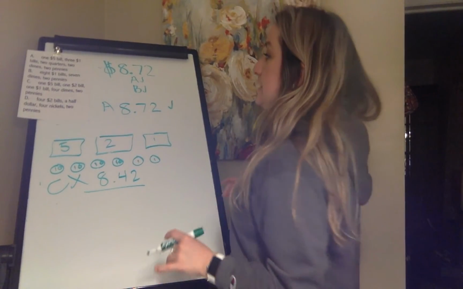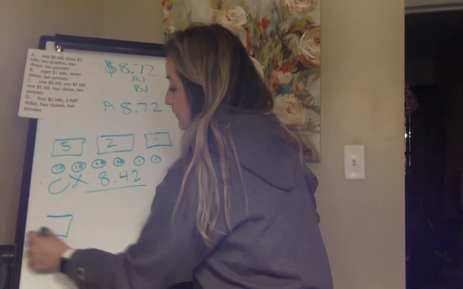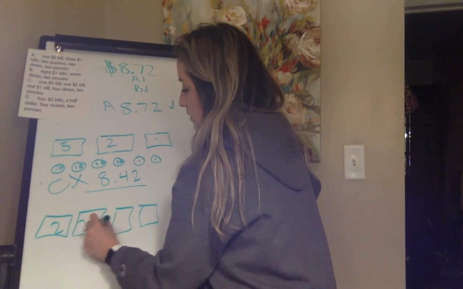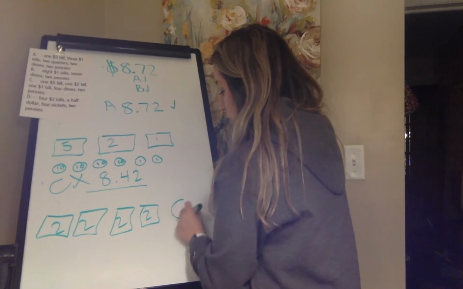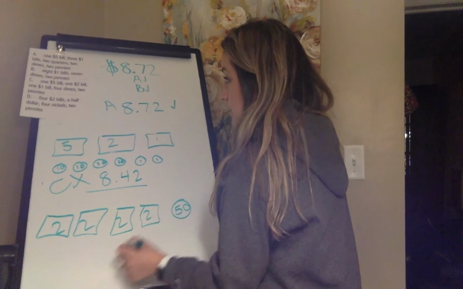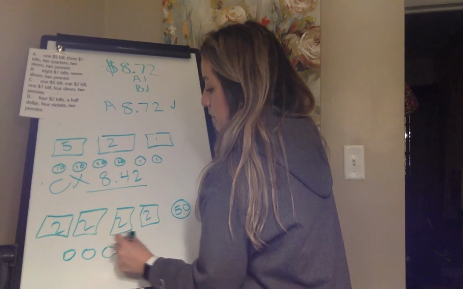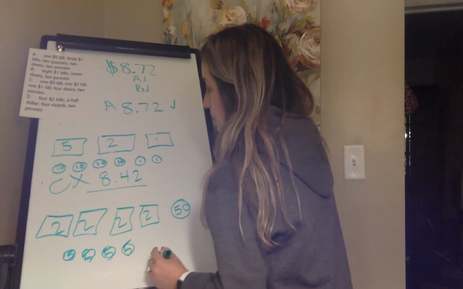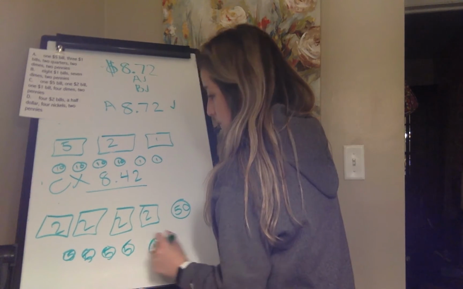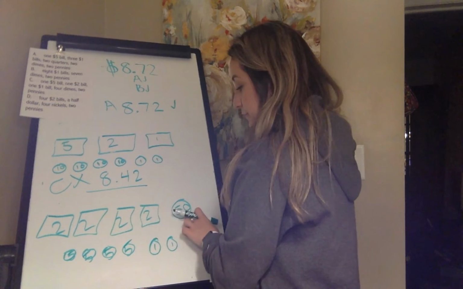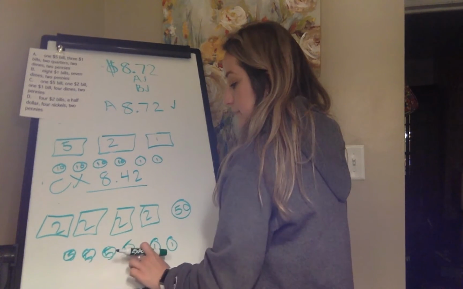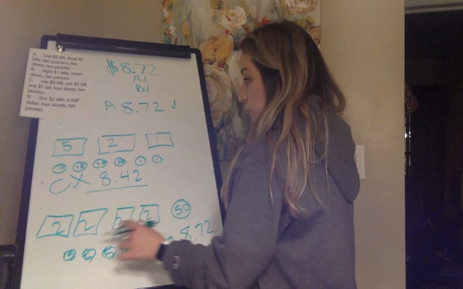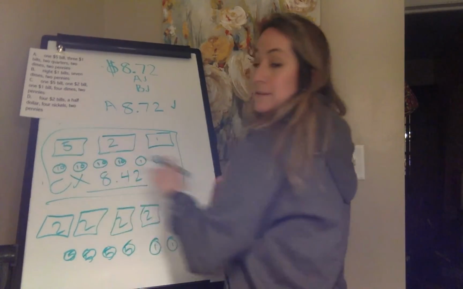okay? So D says 4 $2 bills. It's 1, 2, 3, 4. A 50-cent piece, which is worth 50 cents. 4 nickels, which are each worth 5 cents. And 2 pennies. So we have 2, 4, 6, $8, 50, 55, 60, 65, 70, 71, 72. So this one does equal $8.72. So therefore the way that we are not making change is C.